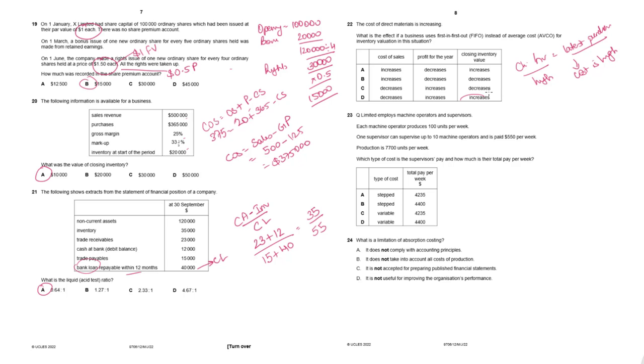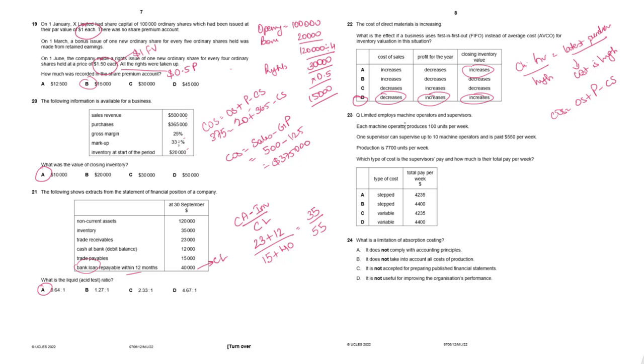So it is either option D or option A, because only here we have increases. If closing inventory value is increasing, definitely cost of sales will decrease, because cost of sales works the opposite way. Cost of sales is opening inventory plus purchases minus closing inventory. So it definitely has to be D, because in A it is increases and it doesn't match. And if cost of sales decreases, profit obviously has to increase. So D is the correct option, 22D.